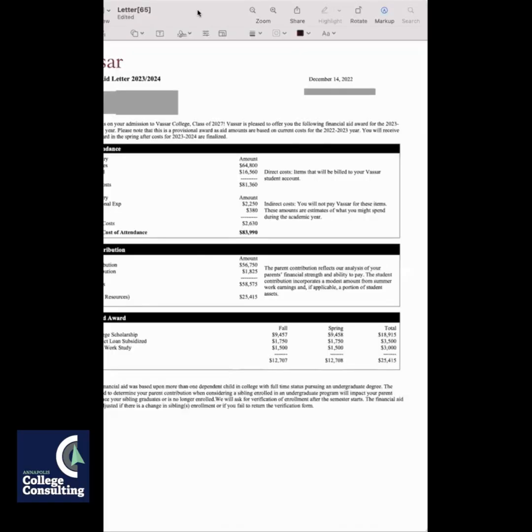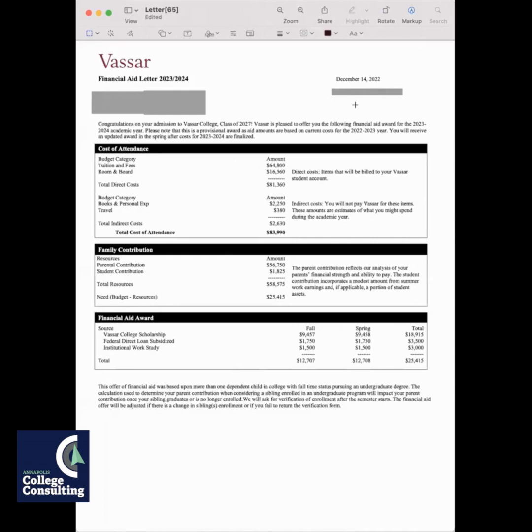So two tips that we just taught you that you might not have thought about. A, is it recurring and not just the first year? And B, what do you have to do to keep that, right? Because you're putting this in your family budget. So let's look at another award letter for an example. Hopefully this one's going to pop right up. Yes, it is. Okay. So this is another student award letter.